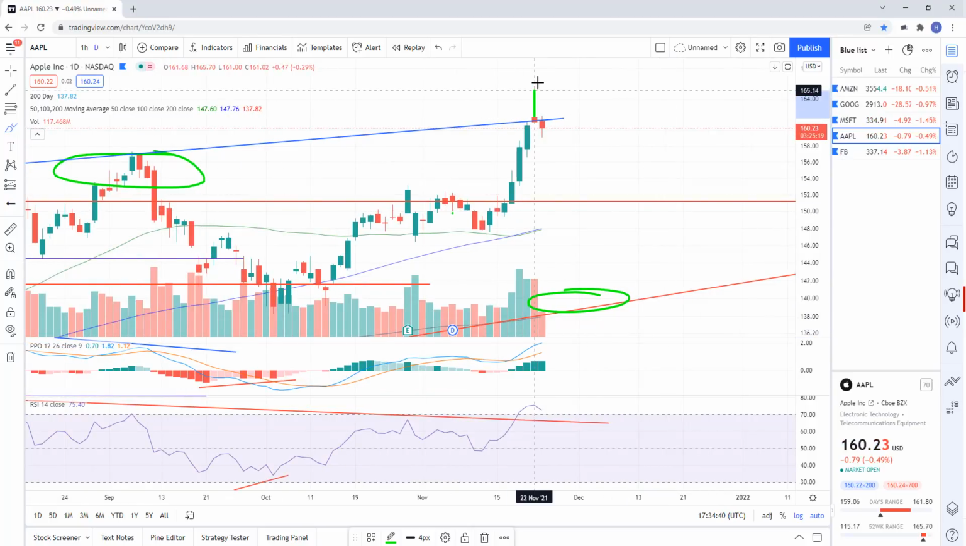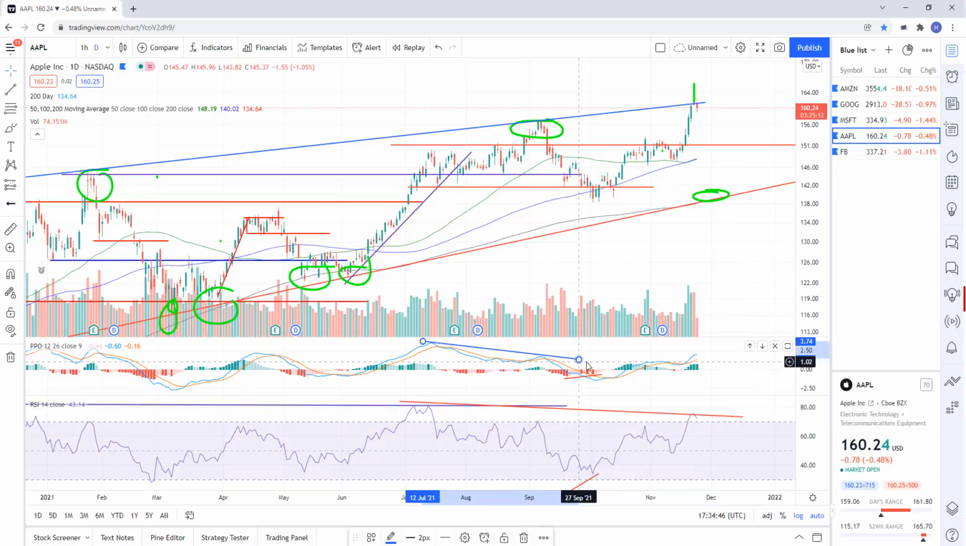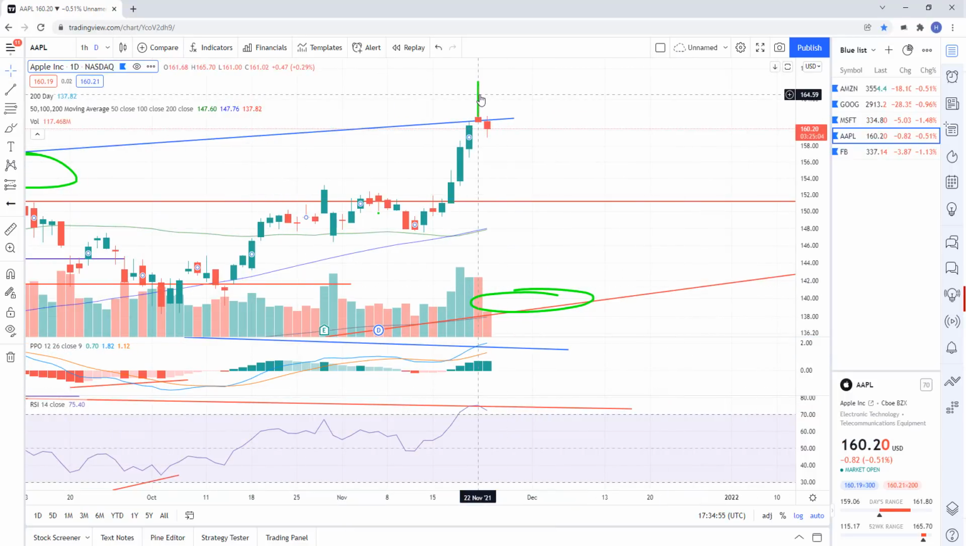Well, recently you can see we popped it. So there's your breakout. But that breakout did come with negative divergence. See it right there? See how we basically broke out but with lower momentum? All right, so that's negative divergence. And sure enough, you can see that breakout so far has failed.